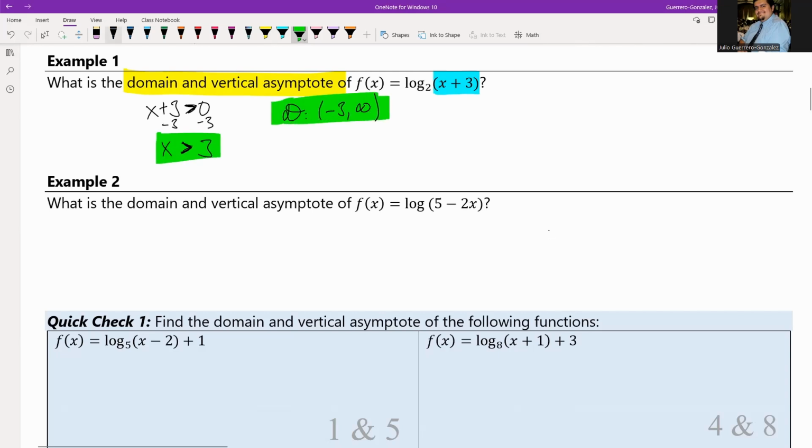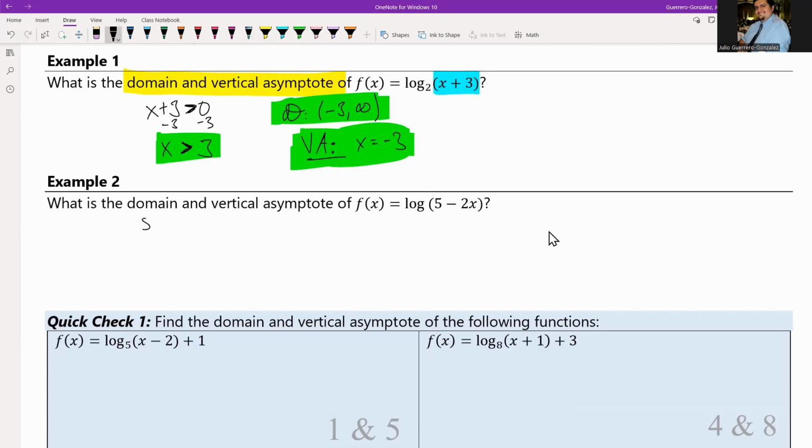Now, there was one more thing, the vertical asymptote. That is also going to be x equals -3. Boom, all done. You see how simple that was? Okay, next example. Same idea.